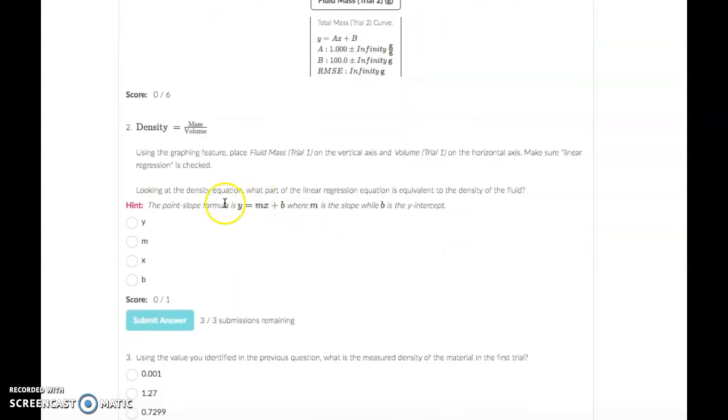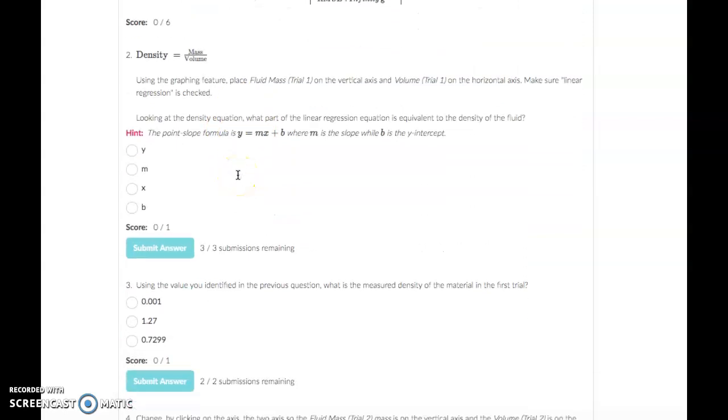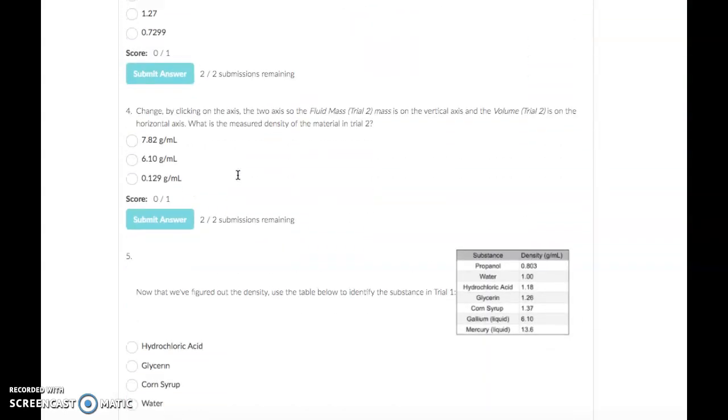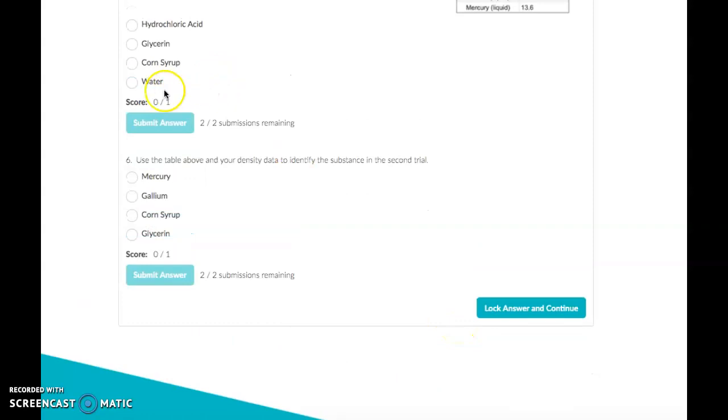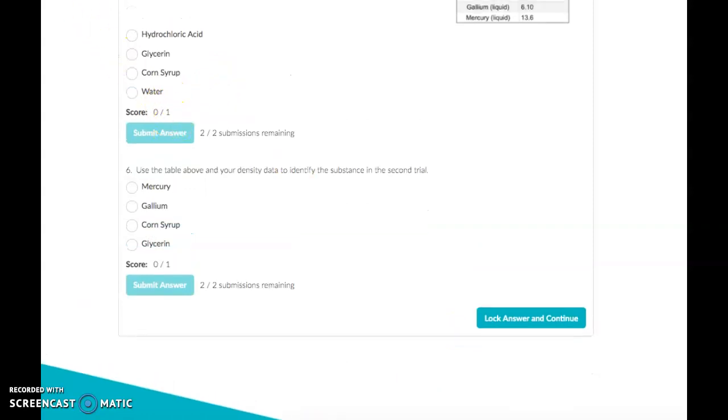So there's questions about density and slope, very similar to our last lab. Tell us what the unknown substances are, lock your answers, and you are finished with today's lab. Please let your instructor know if you have any questions.